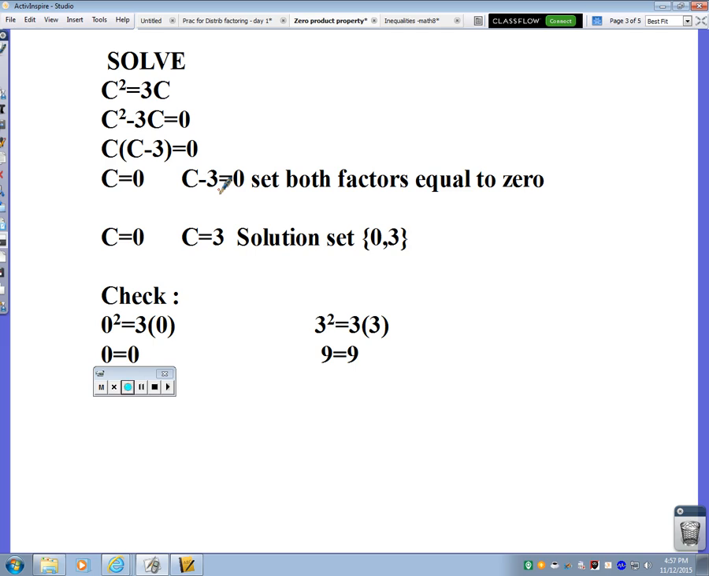Now we're going to do the check. We go back to the original, c squared equals 3c. 0 squared equals 3 times 0, 0 equals 0. We use the answer 3. 3 squared equals 3 times 3, and 9 equals 9. Again, doing the check is an important step.